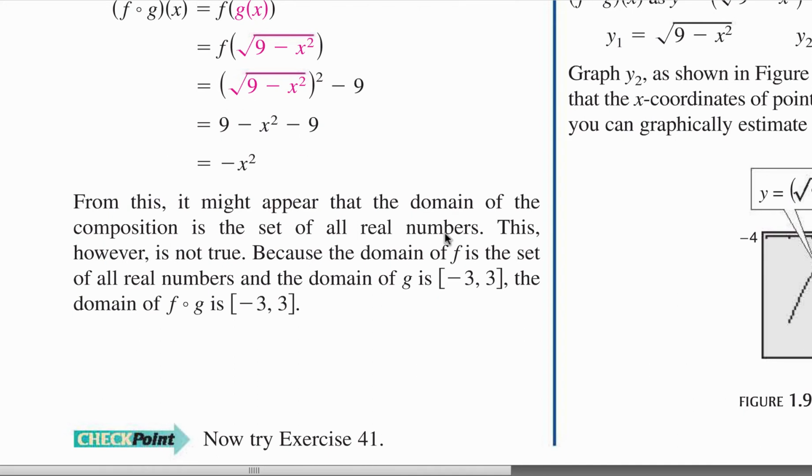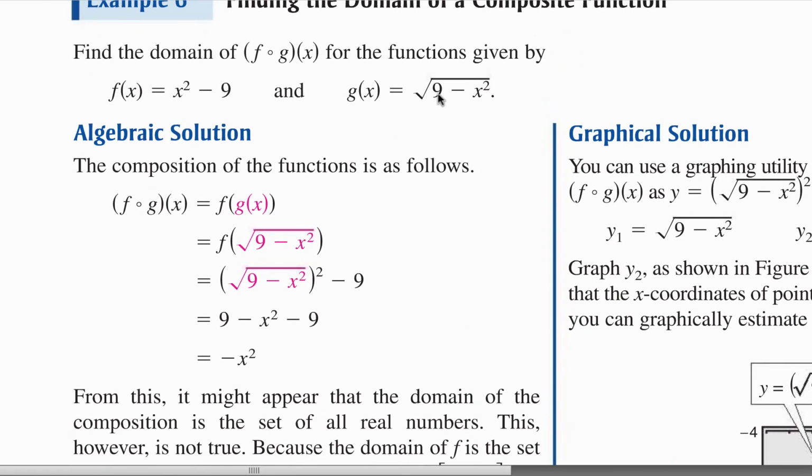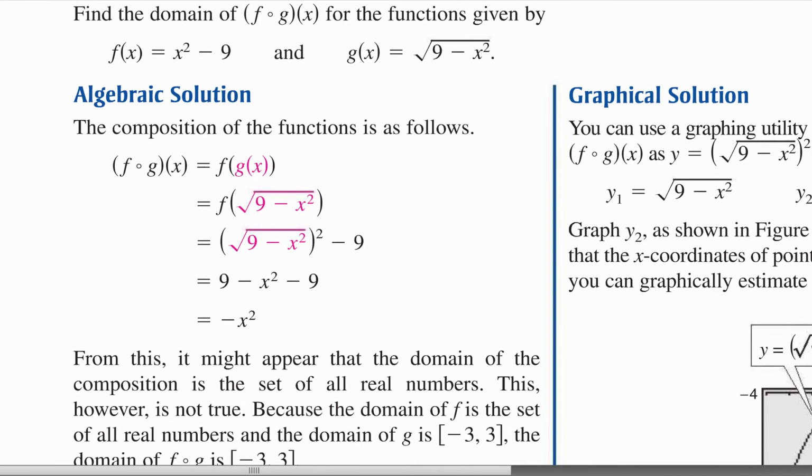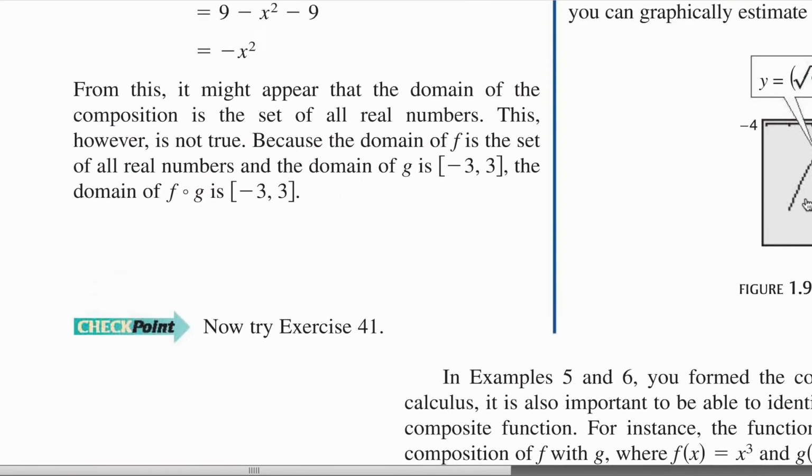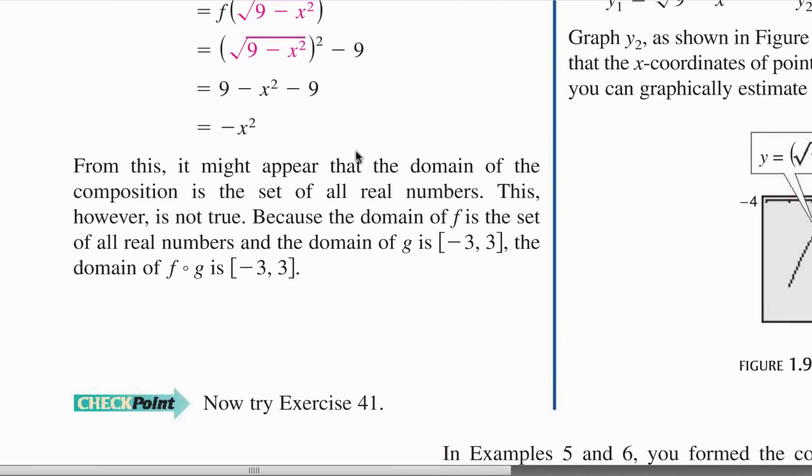That's not true. Because the domain of f is the set of all real numbers, and the domain of g only goes from negative 3 to 3. So if I go back to g of x, the domain of g is very important here. g can only go from negative 3 to 3. And so remember, I can only plug in numbers from negative 3 to 3 into the final result. Because if I can't plug them into g, then I can't plug them into f of g. And so the final domain, even though this is negative x squared, the final domain is just negative 3 to 3.